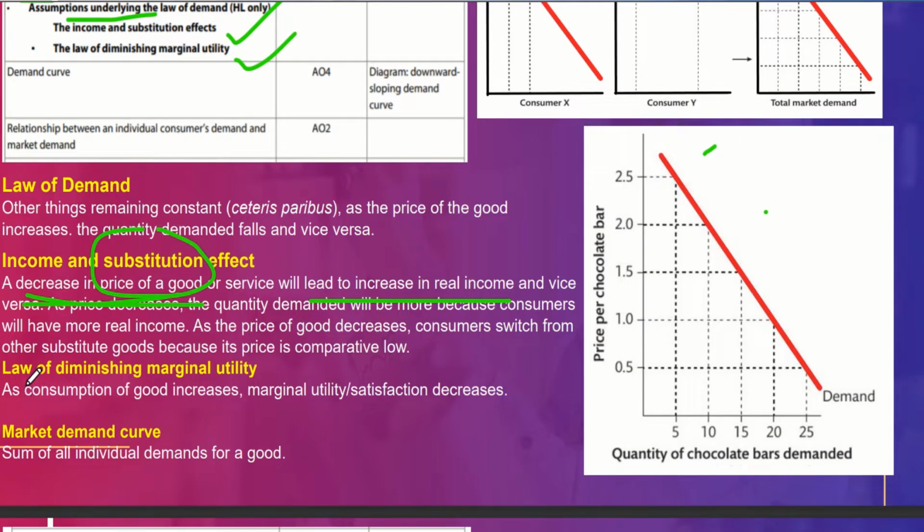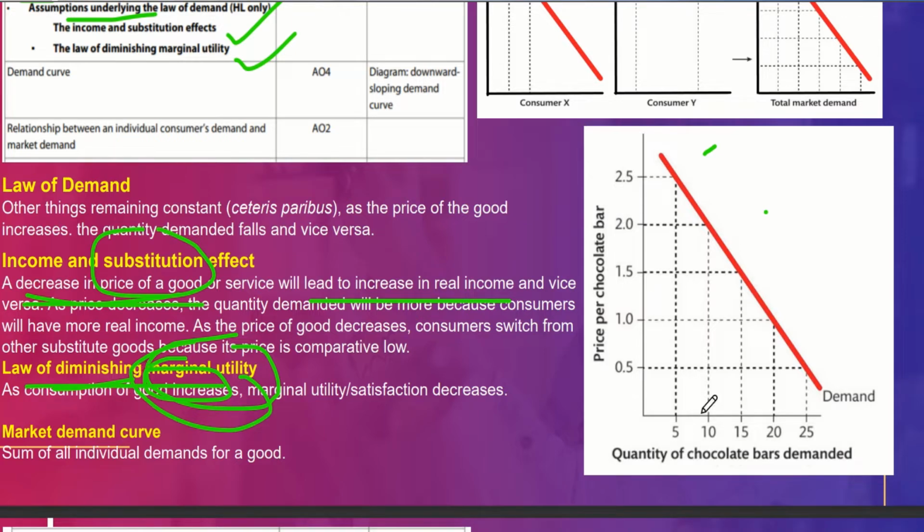The next one is the law of diminishing marginal utility. We have already discussed this. Utility means satisfaction, as we discussed in the previous part, and marginal means additional. So additional utility is what matters. Diminishing marginal utility means additional utility is falling.